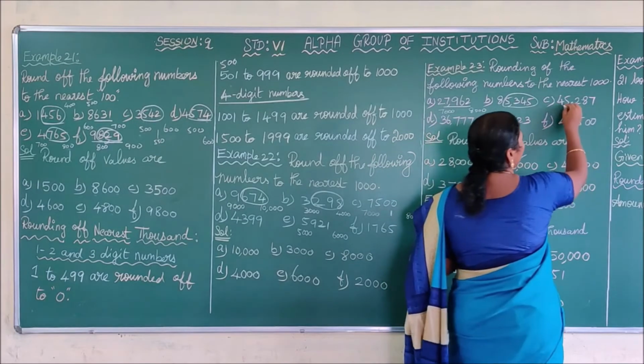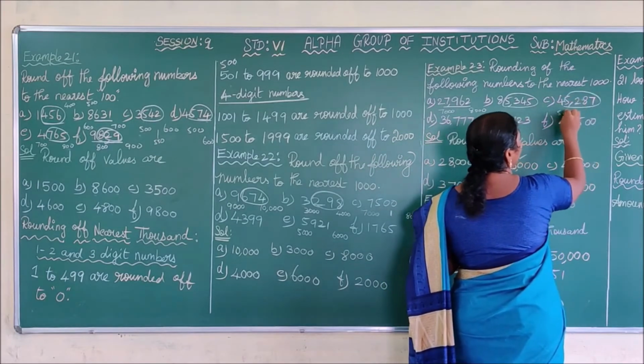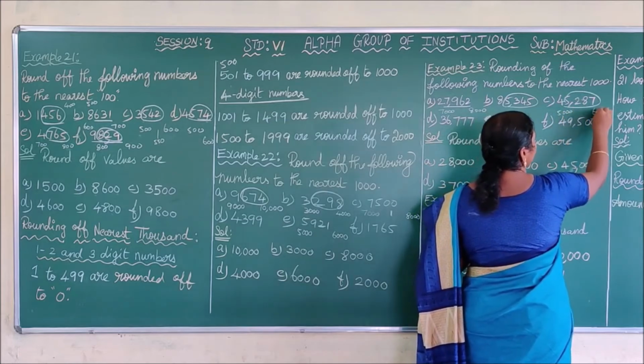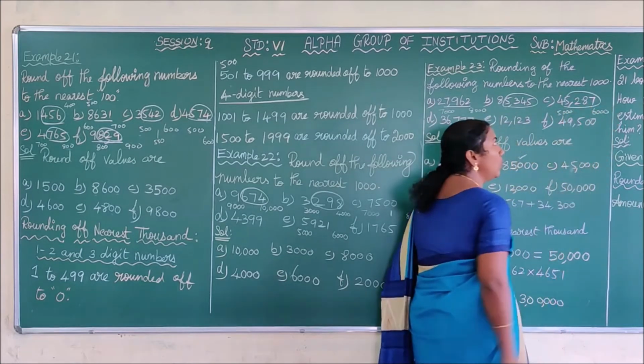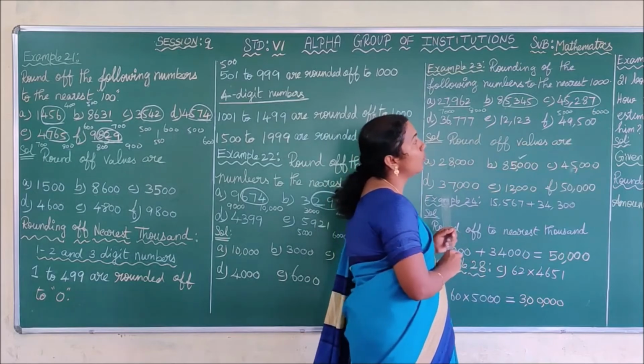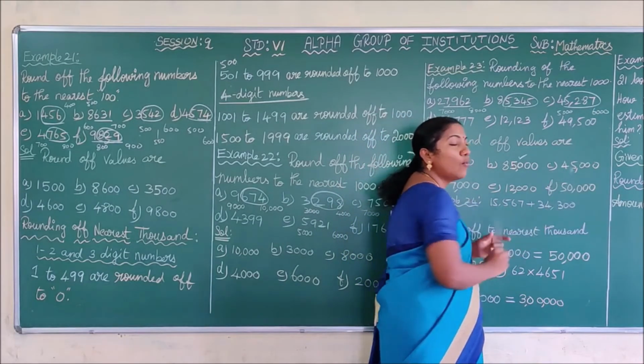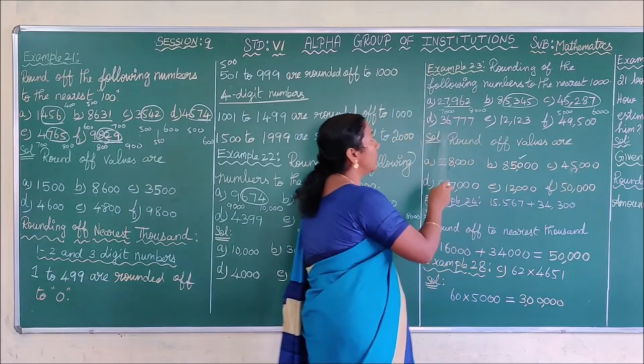45,287. Consider the 4 digit number. It lies between 5000 and 6000. By seeing this, it is very closer to 5000. So it is rounded off to 5000. So your answer is 45,000. See the next one.